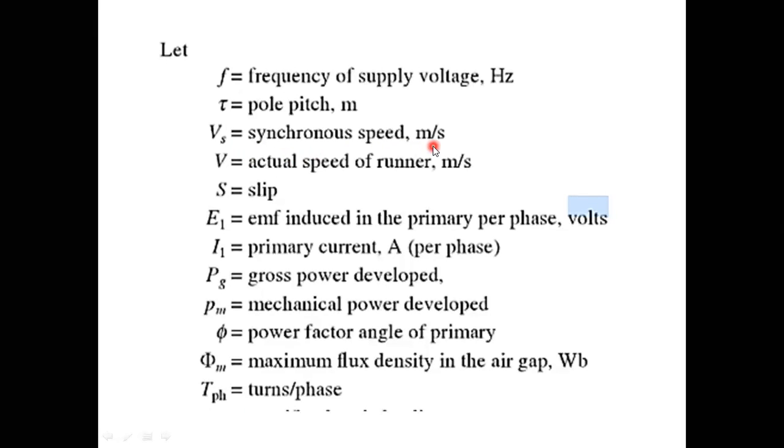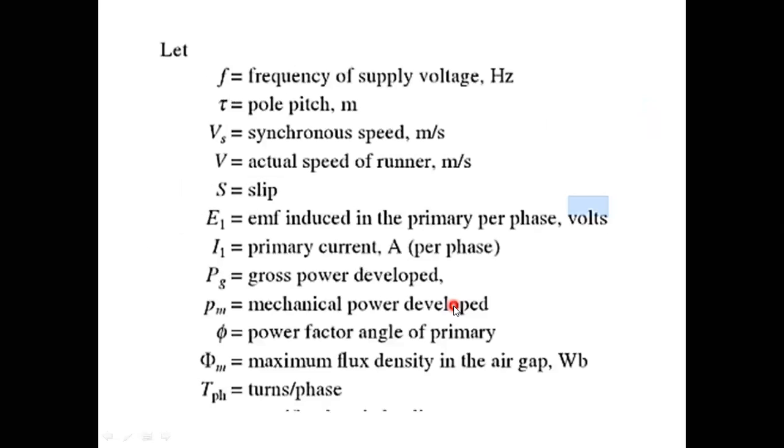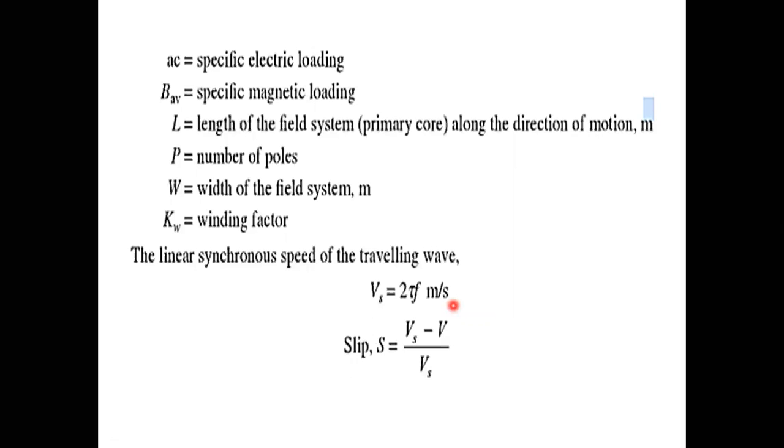The main difference is that in rotating, normal induction motors, the speed is calculated in revolutions per minute. But here we consider the speed of the induction motor in meters per second. Why? Because the induction motor runs in a linear form. So V suffix s is 2 tau f meters per second, where tau is the pole pitch and f is the frequency of the supply, and V suffix s is the synchronous speed.